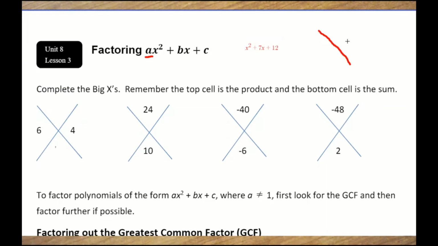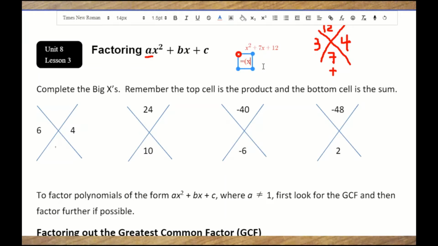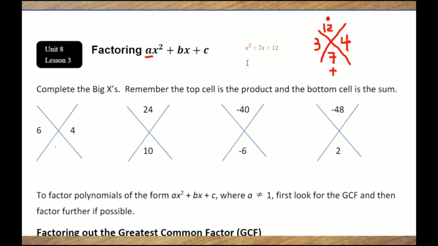The strategy we used was to make a big X, put the c term on top, the b term on bottom, and then try to figure out two numbers who multiply to give me 12 but who add up to give me 7. After thinking about it for a while, you should come up with 3 and 4, and then we can write our factored form, which would be x plus 3 times x plus 4.